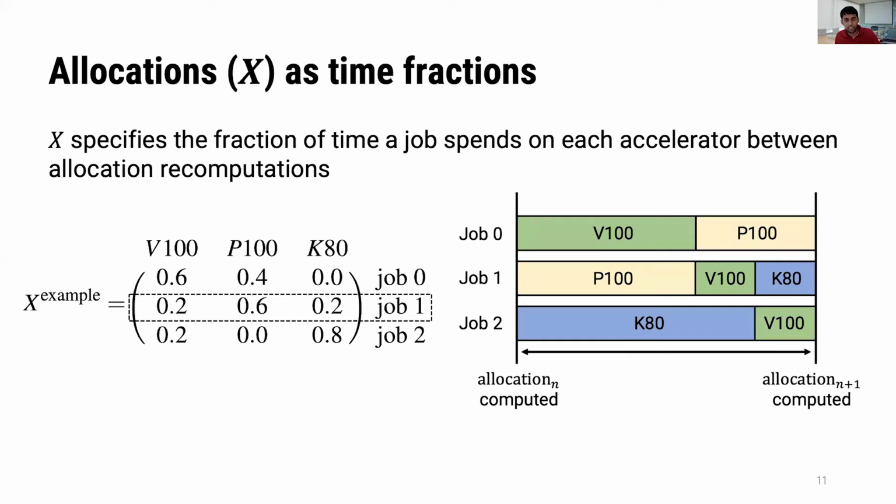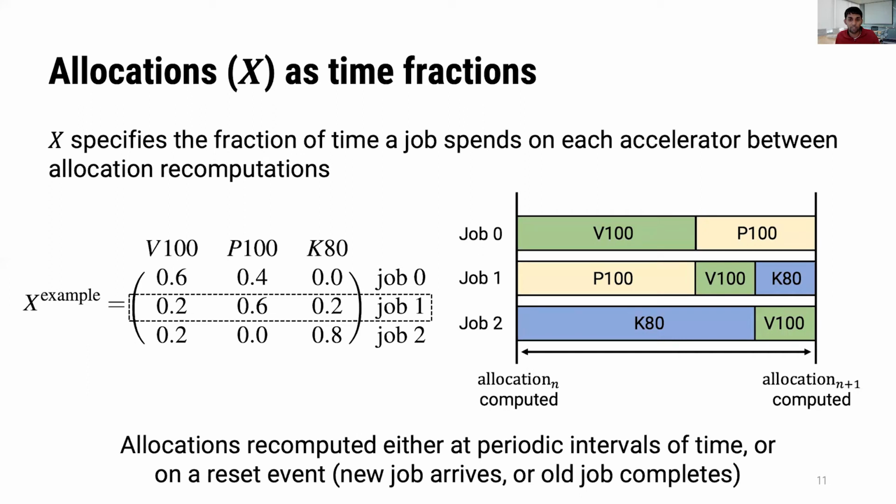Visually, this is what this allocation looks like. Allocations may be recomputed at periodic intervals of time or in response to certain reset events, a new job arriving at the cluster or an old job completing. The optimal allocation depends on the specific objective that we want to optimize.